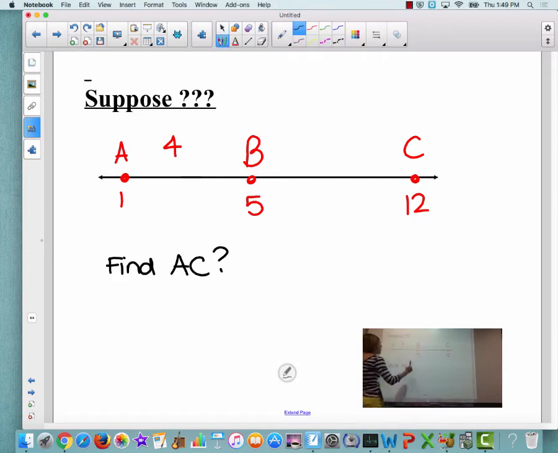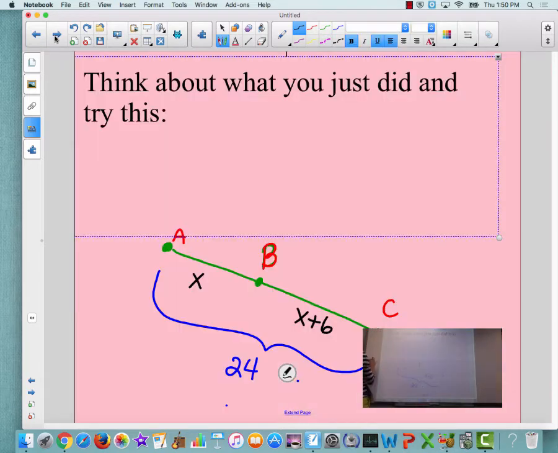I'm going to switch colors to black. It is 4, and then 5 to 12 is 7. So if I wanted to find the whole distance, could I do it in parts? Well then, if I wanted to find AC, I could do 4 plus 7, which is 11. Okay, so this is actually really interesting because think about what you just did.